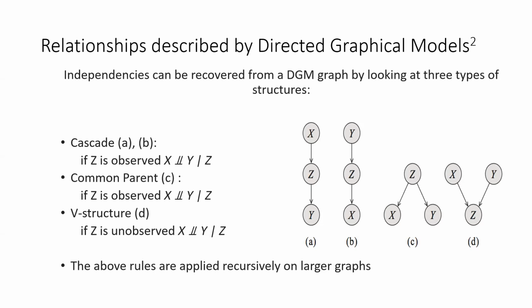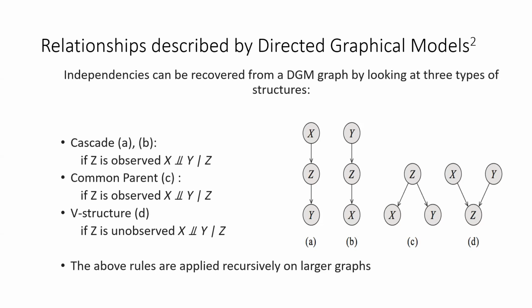And what is called the V structure, which is very common that we see, is X and Y have a common child. In this case, it's a different thing: X and Y are independent if Z is unobserved. If we have observed the Z, then these variables become dependent. And then these rules are applied recursively, and by applying these just three rules recursively on larger graphs, we can identify all the independencies that are described by the directed graphical model.